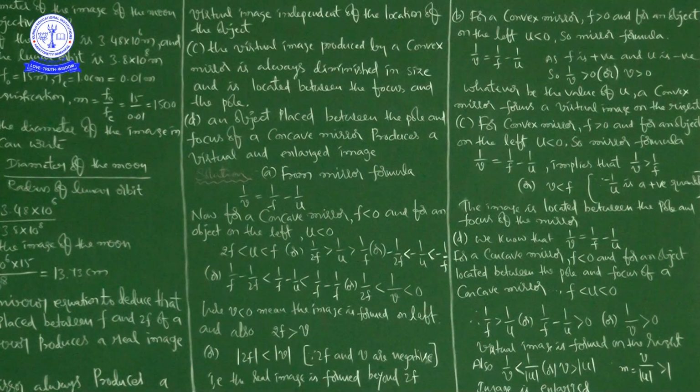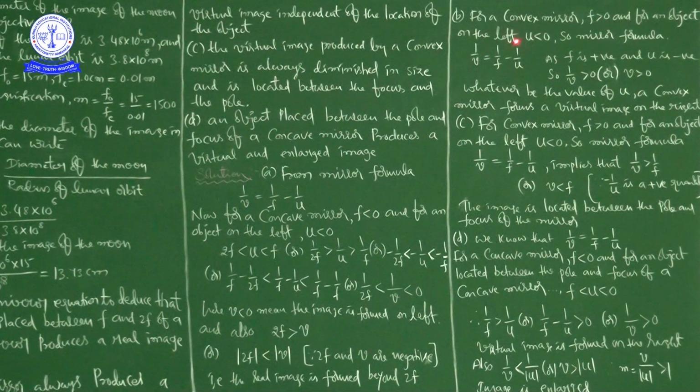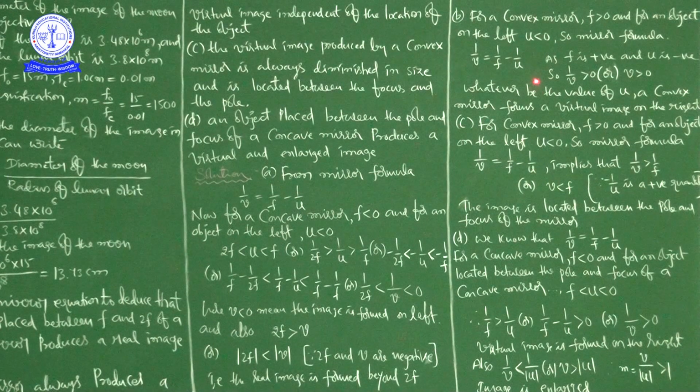Next, b. For a convex mirror, you already know that f is greater than 0, and for an object on the left, u is less than 0. With the mirror formula, as f is positive and u is negative, 1/v is greater than 0. When 1/v is greater than 0, you can say that v is greater than 0.